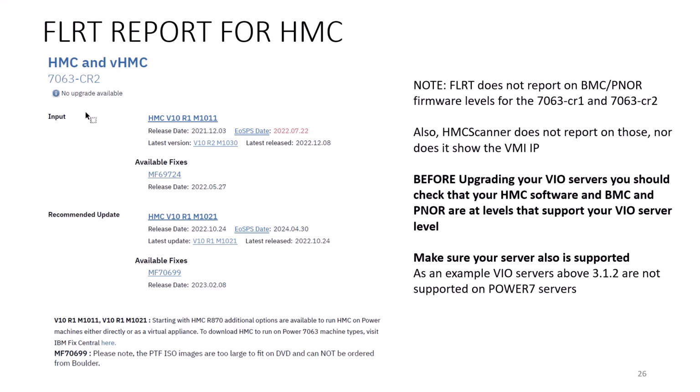Now since then things have changed, and the latest version is HMC version 10, release 3, M1060, and there's a patch to go on that, which is MF70704. So just keep that in mind, but the Fix Level Recommendation tool will tell you all of that. I also want to make a note that the HMC scanner, which I use extensively to document systems, does not report on the BMC and PNOR, and it does not show the VMI IPs.